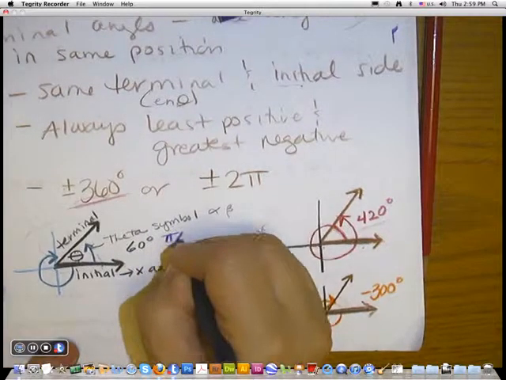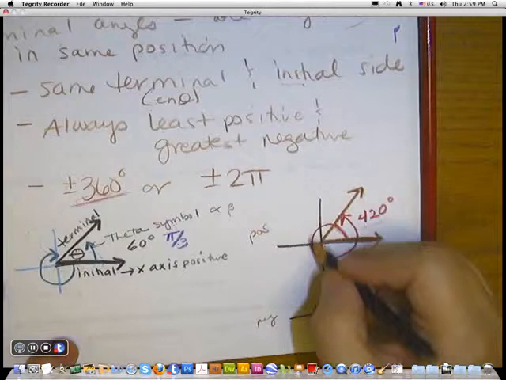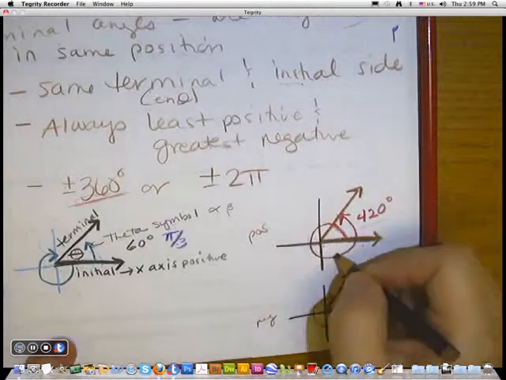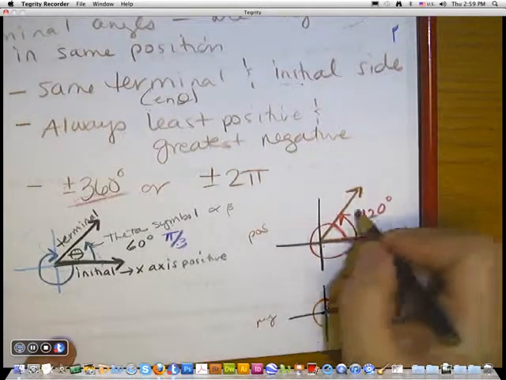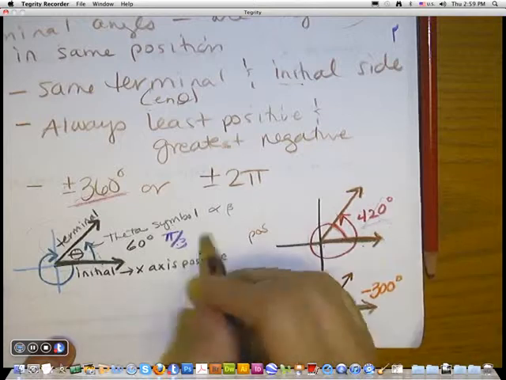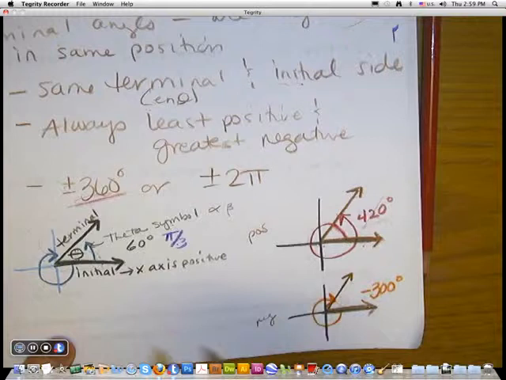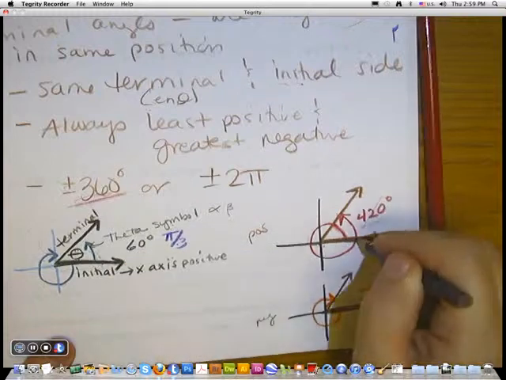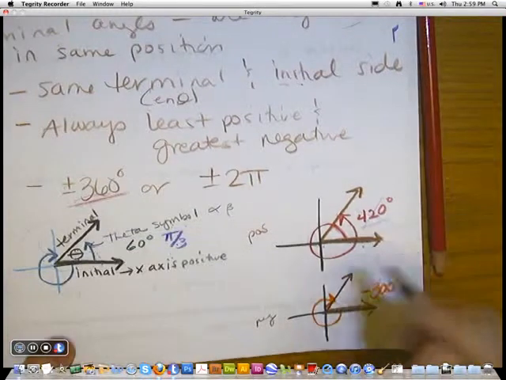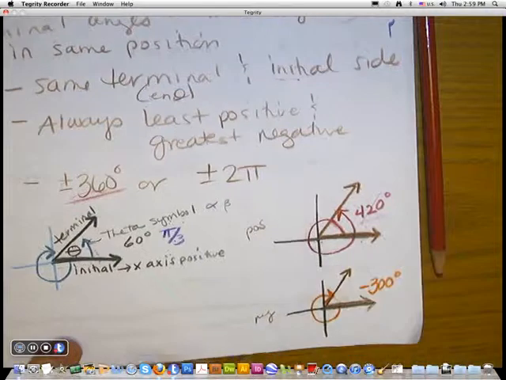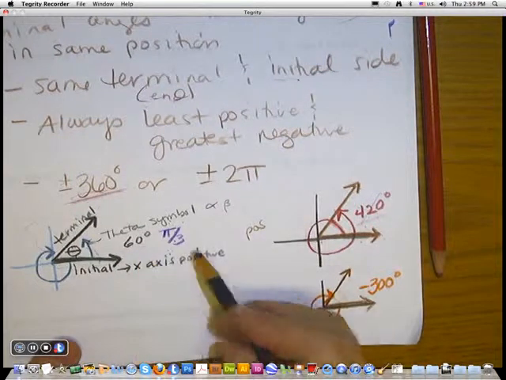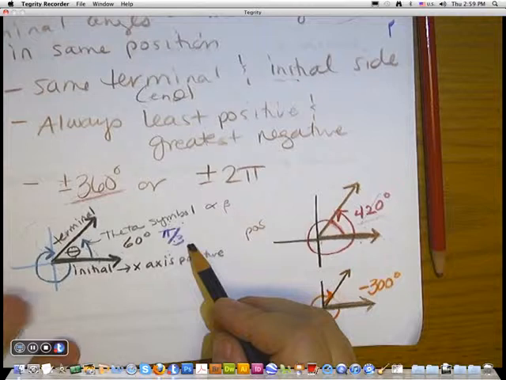would have been pi over 3. That means I would have had to have changed this. I would write instead of 420 degrees, because I always have to keep it in the terms that I'm working in. My problem's in radians, my answer's going to be in radians. If my problem's in degrees, my answer's going to be in degrees. So first of all, if it's 60 degrees, that would be pi over 3 radians.